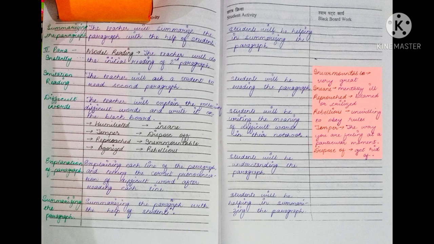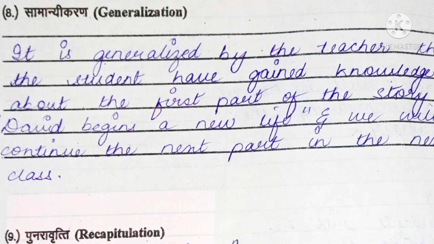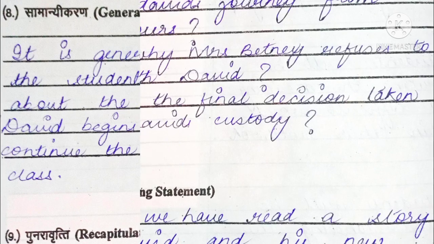So this is the next page of my presentation. Here you can see the blackboard work and all the points in which I have divided the chapter for my presentation. So in the 8th point of generalization, the teacher generalizes that the students have gained knowledge about the first part of the story, David begins a new life, and the next part will be continued in the next class.